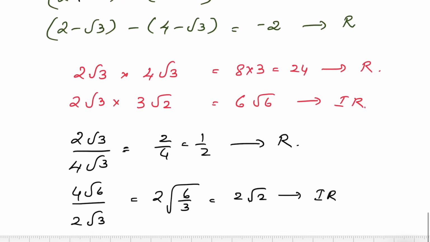Coming to the case of multiplication, 2 root 3 into 4 root 3. You can multiply 2 into 4, 8. Root 3 into root 3 will become 3. So it is 24, it is a rational number. 2 root 3 into 3 root 2. Now the order is same because square root of 3, square root of 2. Square root, square means order. Order is 2. So you can multiply. So root 3 into root 2 will be root 6, and 2 into 3, 6. So 6 root 6 is always irrational. So when you multiply two irrationals, you will get either a rational or an irrational.